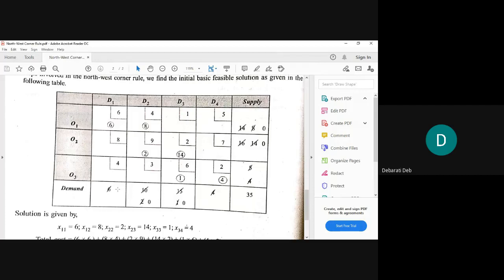Now we will have to see which one is the smaller one, 6 or 14. 6 is the smaller one. So we will assign 6 in this box, because this is the highest assignment we can do. The column total is showing us the lowest number, which is 6. That means we cannot assign more than 6, because otherwise this column total will not be satisfied. So 6 is the maximum assignment that can be done in this box. So 6 we have assigned, right?